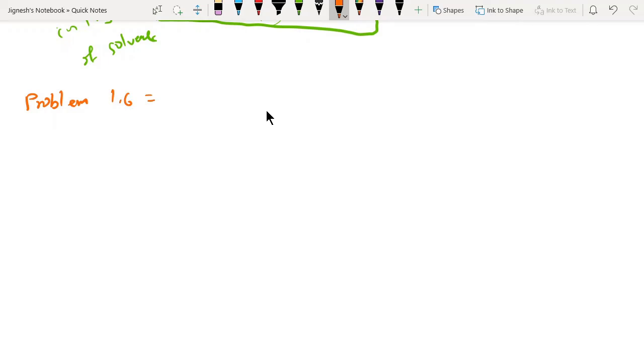Problem 1.6. A solution is prepared by adding 2 gram of substance A to 18 gram of water. Calculate its mass percent. So dear students, mass percent of A, the W by W of A, equals what you take? You have to take mass of A divided by mass of solution into 100.